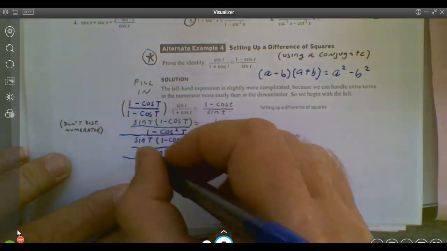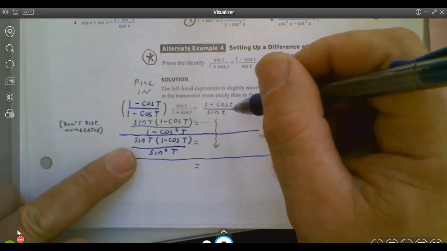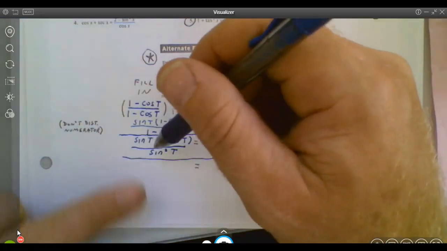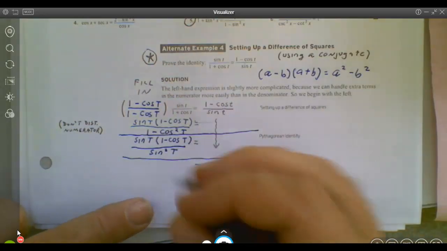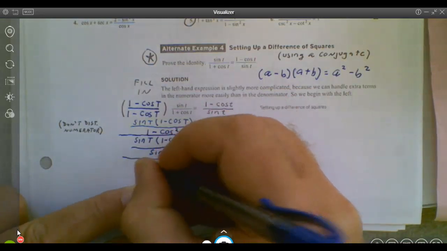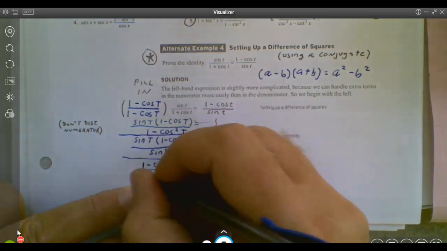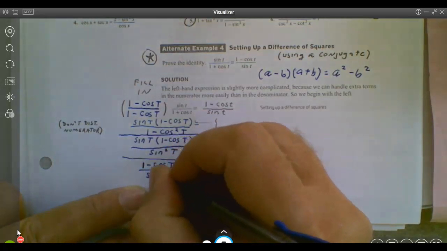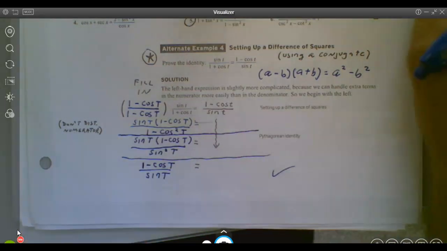And as you're looking at that, you can see the goal is to make it look like this, right? So that's what we're shooting for. Right here, you can see that I can simplify the sine value. So I can cancel out a sine on top with a sine on bottom and just be left with 1 minus cosine of t over the sine of t. And just like that, the left side now equals the right side. So we're good to go.